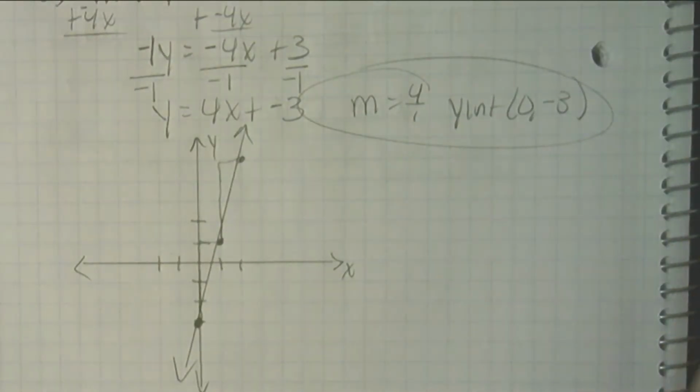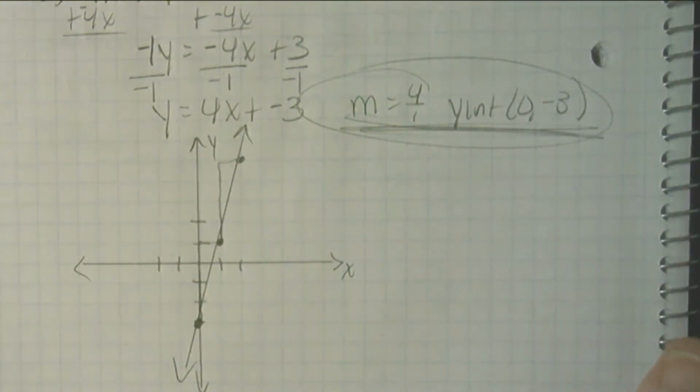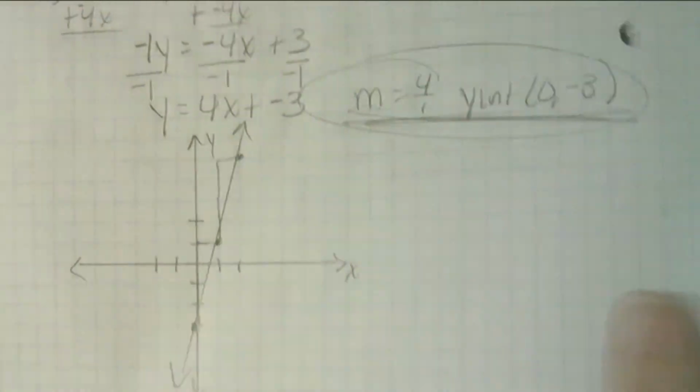You guys cool? Always state what you're using to graph. So if it's direct variation, you're stating your a value and then the point that you're using to go with that. If it's slope-intercept, you're stating your slope and your y-intercept. Does that help you guys? Awesome. All right, let's take a look at number 21.